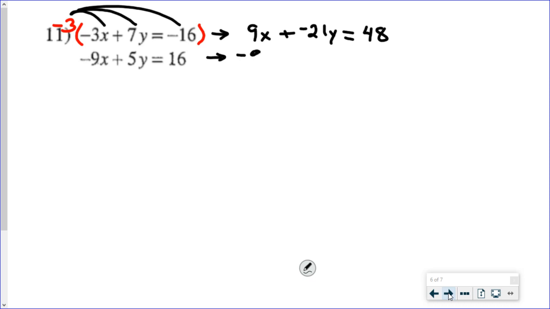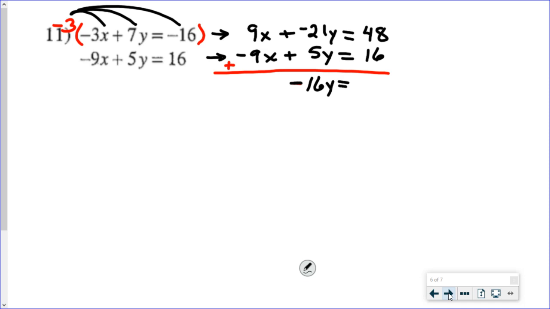Then the bottom one I just rewrite. And now I eliminate. Do you see the x's eliminate? Then -21 plus 5 gives me a -16y, and 48 plus 16 gives me 64. And then I take that 64 in my calculator and I just hit divided by negative 16, and I get y equals negative 4. And again, now we just solve.